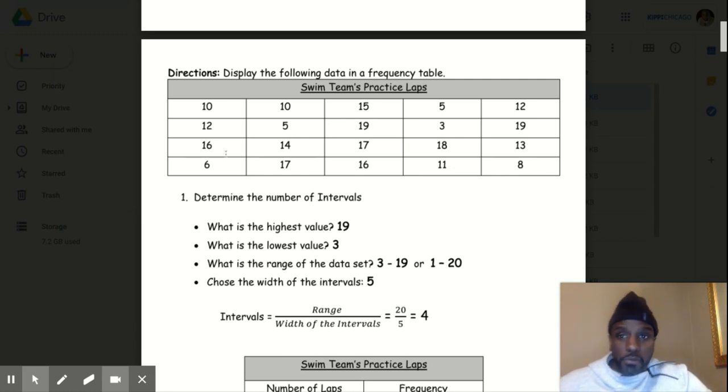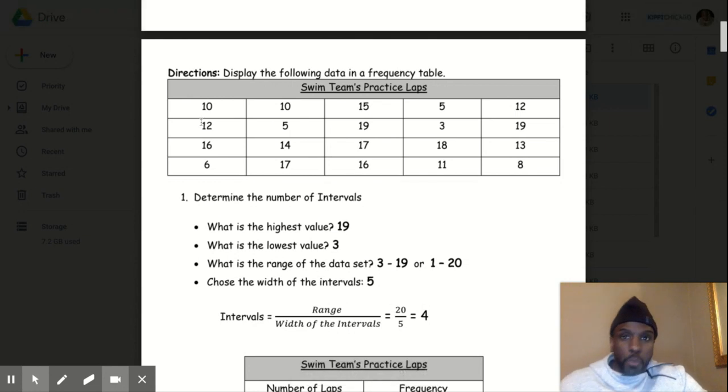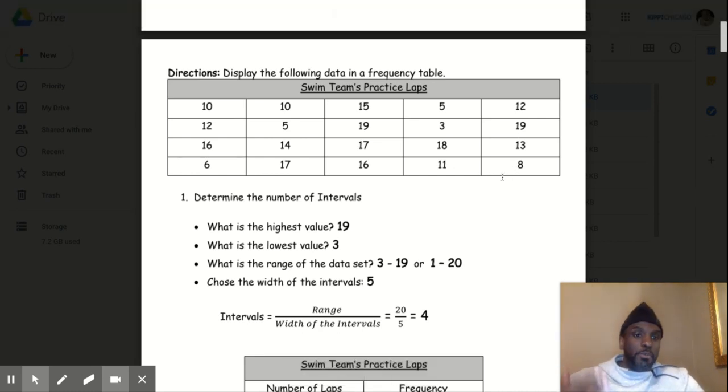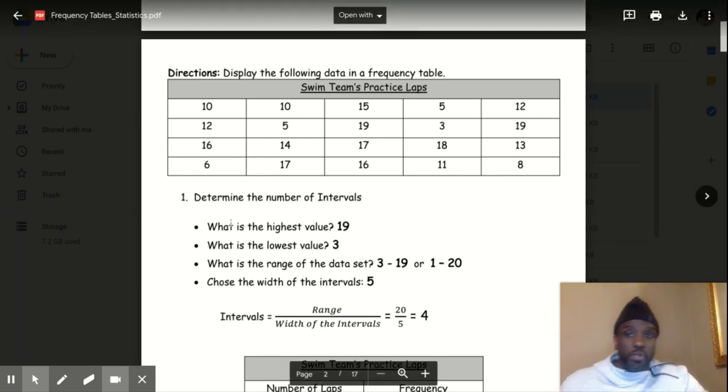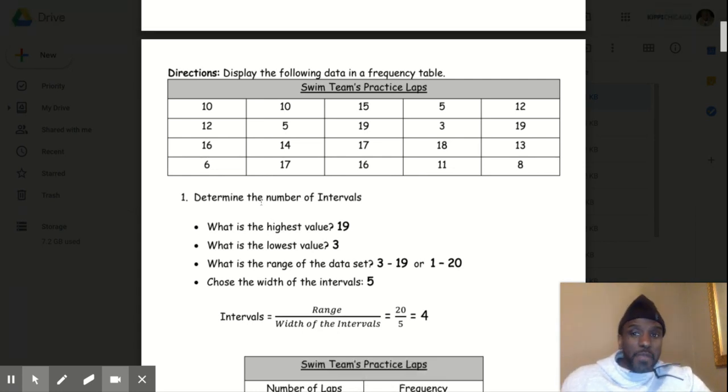But first of all, notice that I have information on 20 people. Well, 5 times 4. There are 5 across in 4 rows. So 5 times 4 will be 20. So I have information on 20 people. Now, it says determine the number of intervals. So first of all, this is the key for determining the number of intervals.